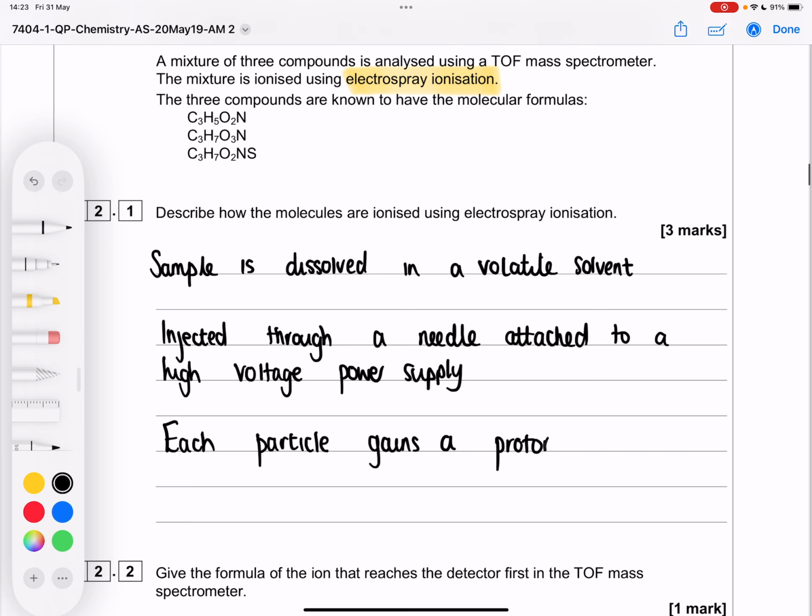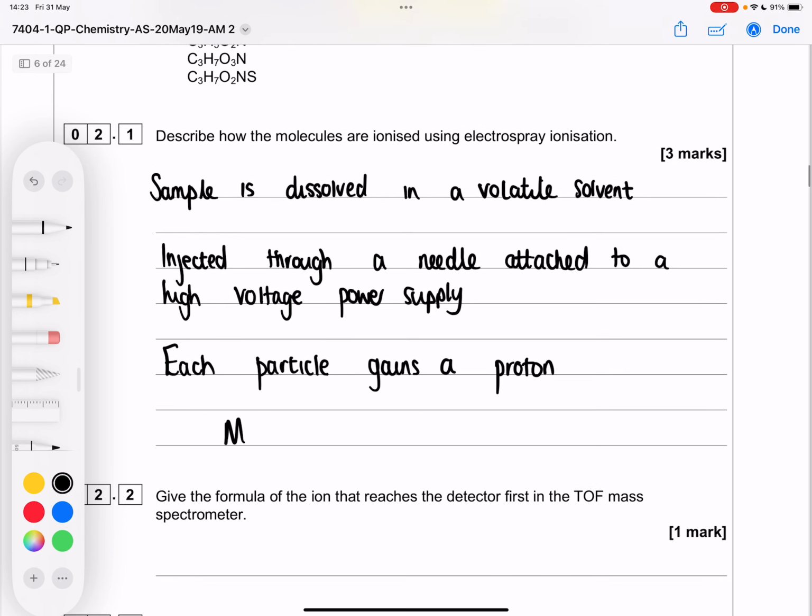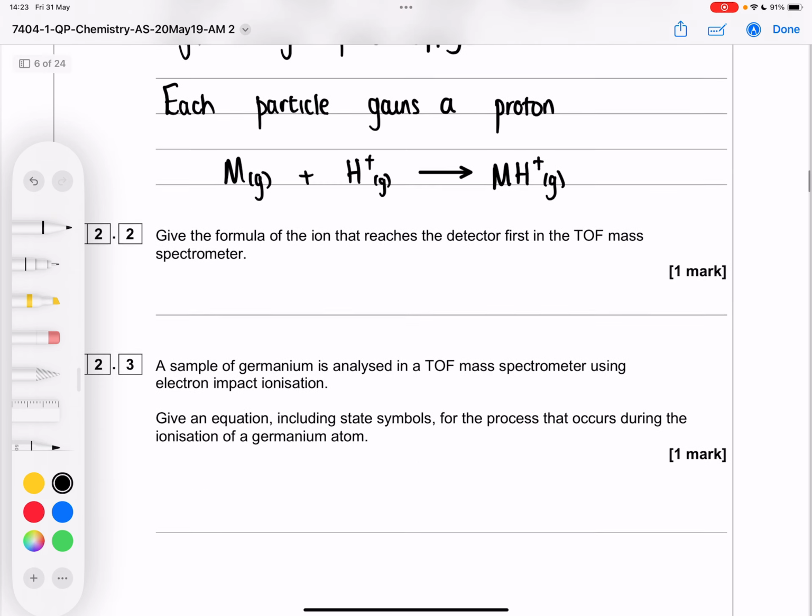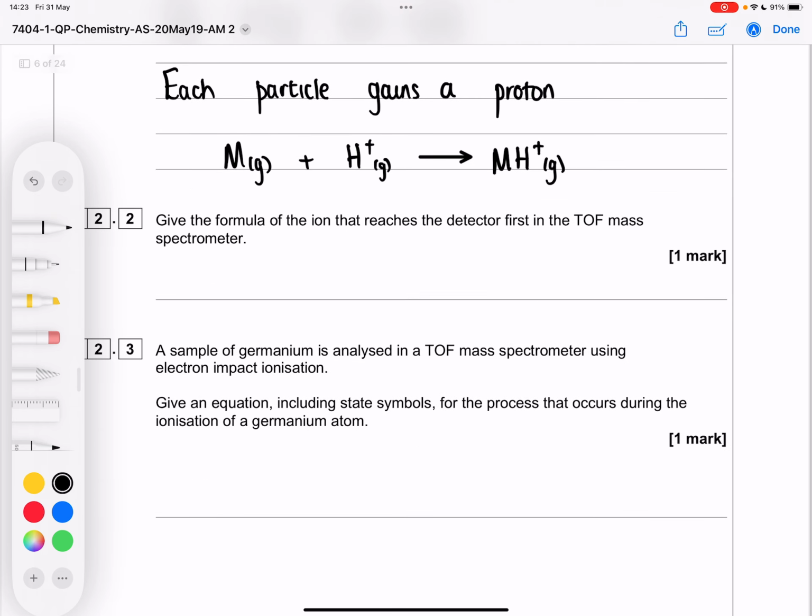from the solvent. So your particle, your molecule, whatever it was, it's going to pick up a proton and become protonated, and that is how it's going to become charged in order to allow it to pass through the mass spectrometer. It says give the formula of the ion that reaches the detector first.